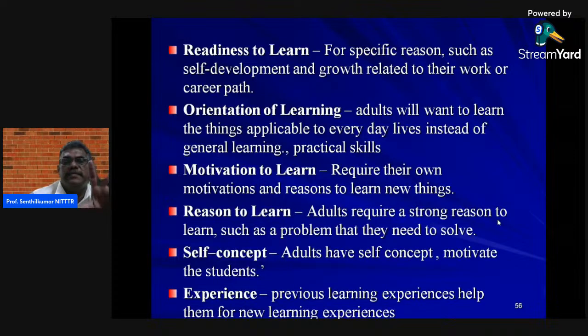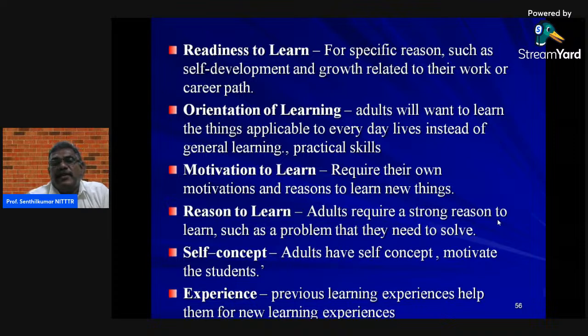I'm not going into that, just think. Readiness: the students, for a specific reason, should be ready to learn. Orientation of learning: adults want to learn things applicable to everyday lives, practical skills instead of general learning. Suppose there is a particular thing I have to learn, it will be applicable to that particular thing. In this way, they have orientation of learning.